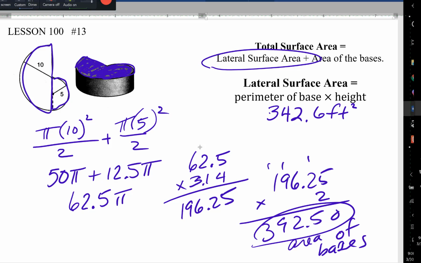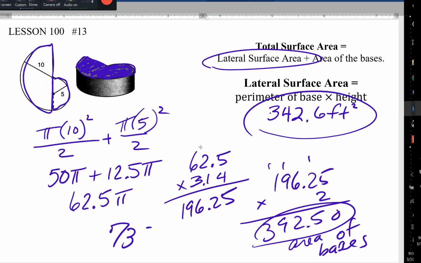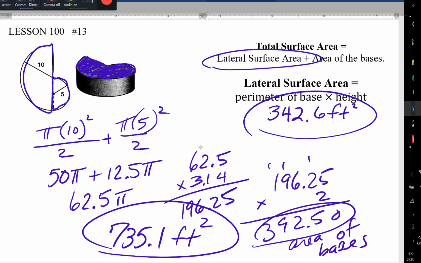And so we're going to add this to our lateral surface area, and that's going to give us our total surface area. I'm going to do that on my calculator to save time. That's going to be 735.1. And that is going to be square feet, not cubic feet, because this is area. This is surface area. We're just talking about all the flat surfaces that make up this solid. We're not talking about how many cubes will fit inside of it. All right, so this is your total surface area right here.